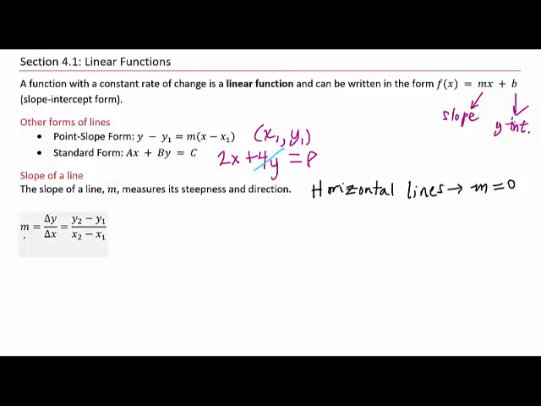And so we usually say that the slope is the rise over the run, or how the line is changing vertically as x increases. Another way that we could write it is delta y over delta x, or change in y over change in x. And lastly, y2 minus y1 divided by x2 minus x1. And that's the difference in the y's divided by the difference in the x's.